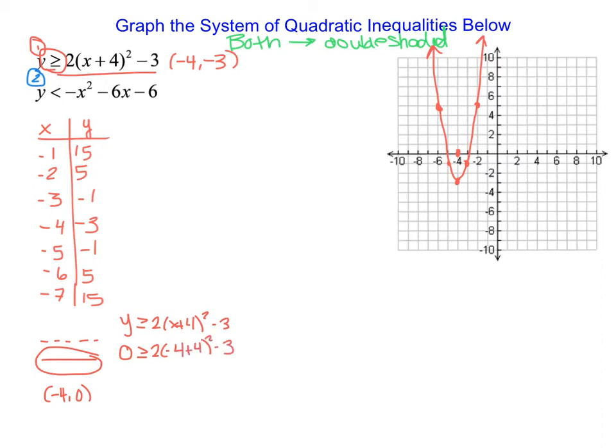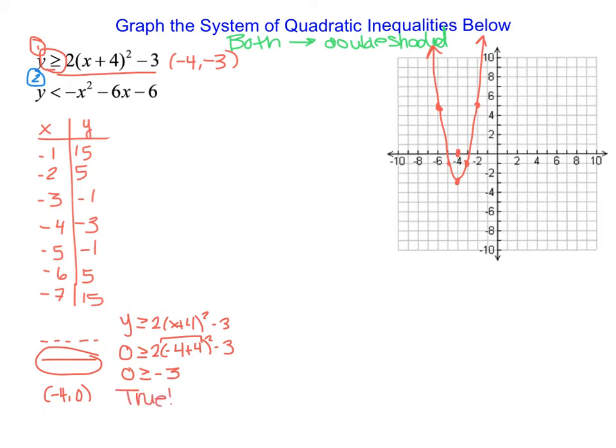Don't forget your squared. So this is 0 is greater than or equal to, well, this turns into 0. 0 squared is 0. 0 times 2 is 0. Minus 3 would be a negative 3. So what I notice here is I have something that says 0 is greater than or equal to negative 3.